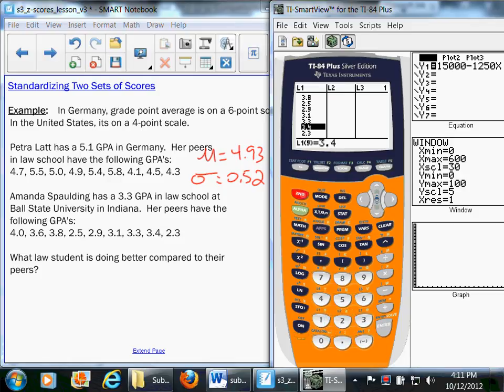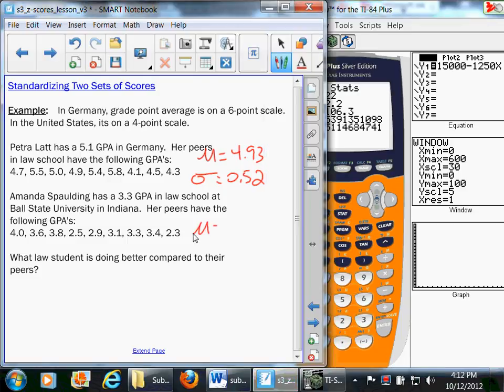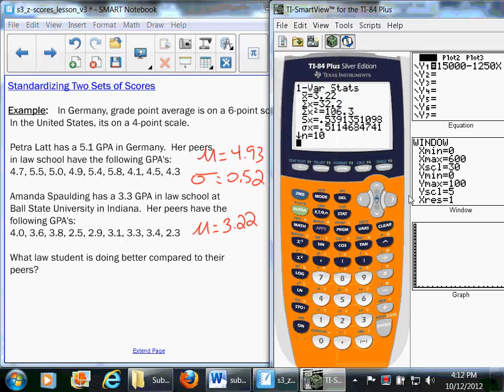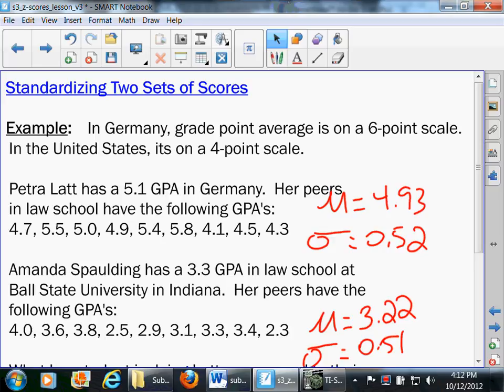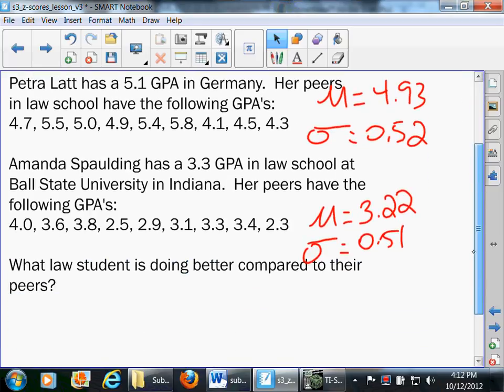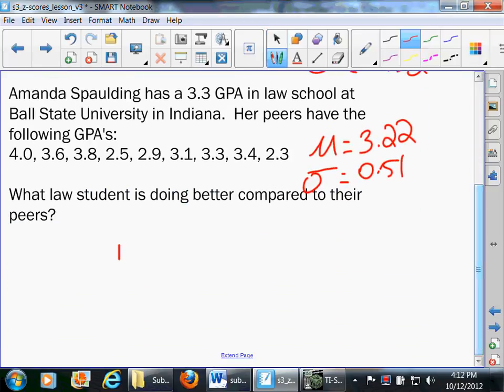Okay, now second, quit, stat, calc, one variable stats, enter, mean is 3.22, and standard deviation is 0.51. So very similar standard deviation. So now we can find Petra and Amanda's z-scores, and then we can figure out who's doing better compared to their peers. So we'll start off with Petra.